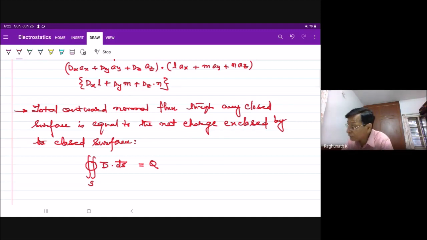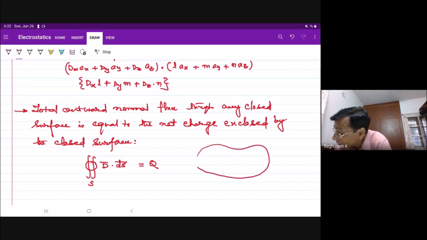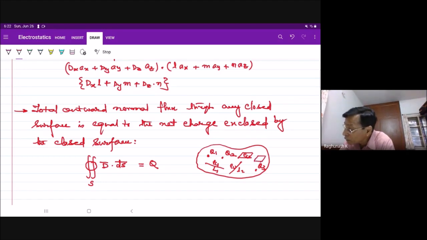What is this Q? Inside the closed surface there is a point charge Q1, a point charge Q2, positive, negative, it can be anything. There is a point positive charge Q3. There is a line charge of length L1, rho L1, a line charge of length L2, rho L2, a surface charge of area A1, rho S1, a surface charge of area A2, rho S2, a volume charge of volume V1, rho V1. Wherever it is, doesn't matter. Total flux emitted by this system of charges is equal to net charge. I told you.